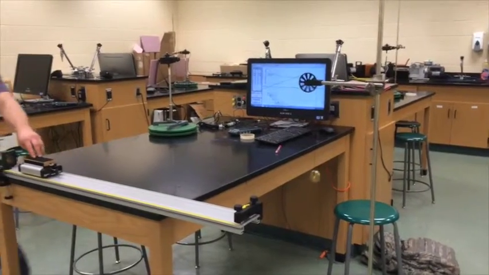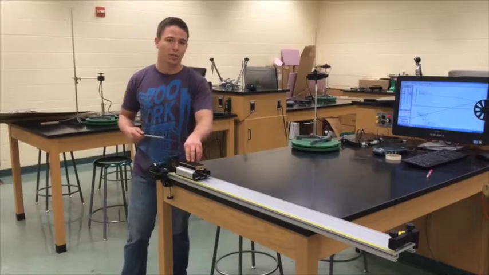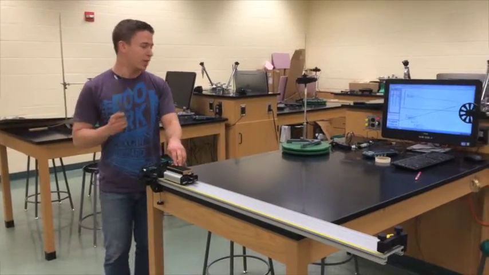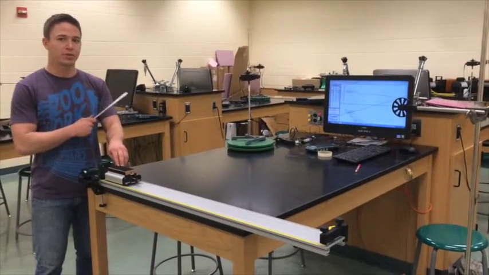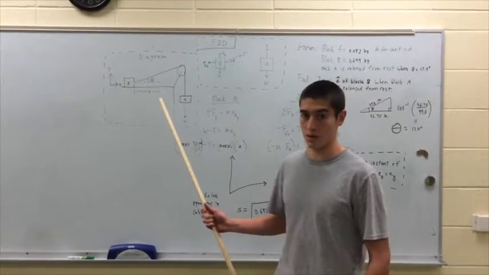To record the motion, we're going to be using a Vernier motion detector to record our acceleration and our position, and data will be logged on the computer using Logger Pro. This is the diagram of the apparatus that you just saw.